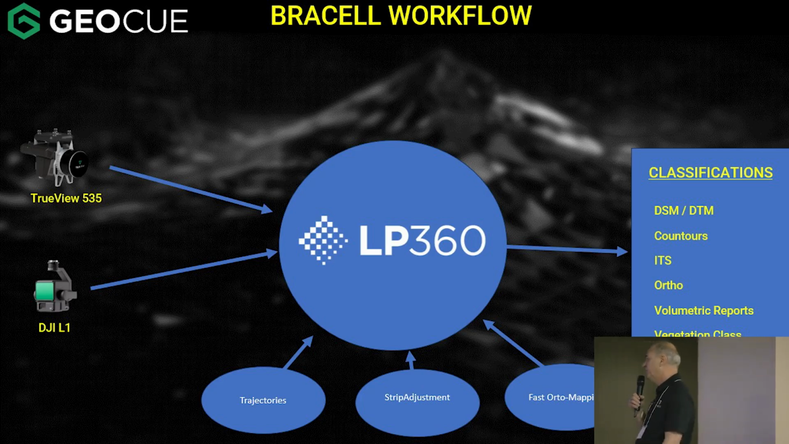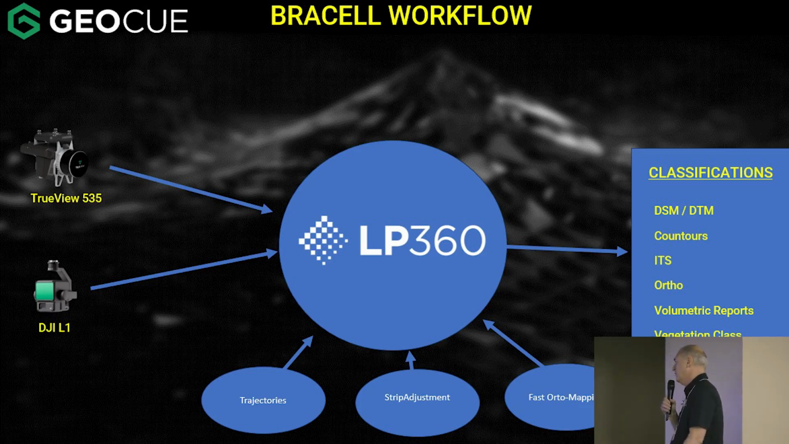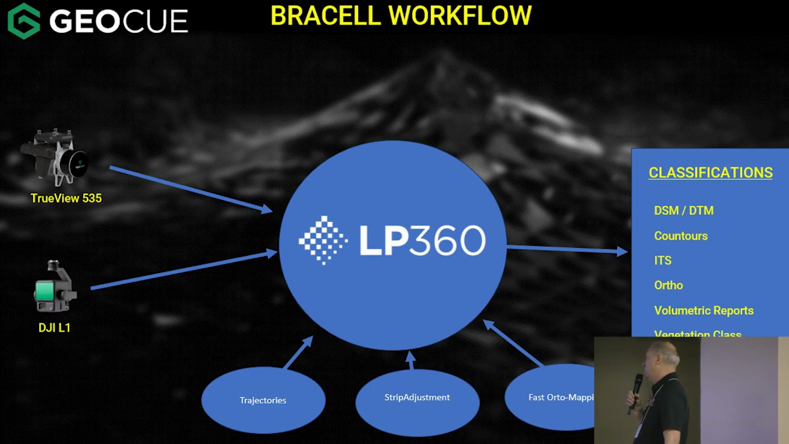So in LP360, they basically use it to create trajectories, strip adjustment, fast ortho mapping. I think all of you have seen that before in LP360. And of course the classifications, the DSM, DTM, contours, ITS, ortho, volumetric reports, and vegetation class. So this is basically the entire workflow. And of course, from here, they export the final results to different departments, like engineering departments, cultivating departments, harvest departments, depending on which kind of information they are trying to get.